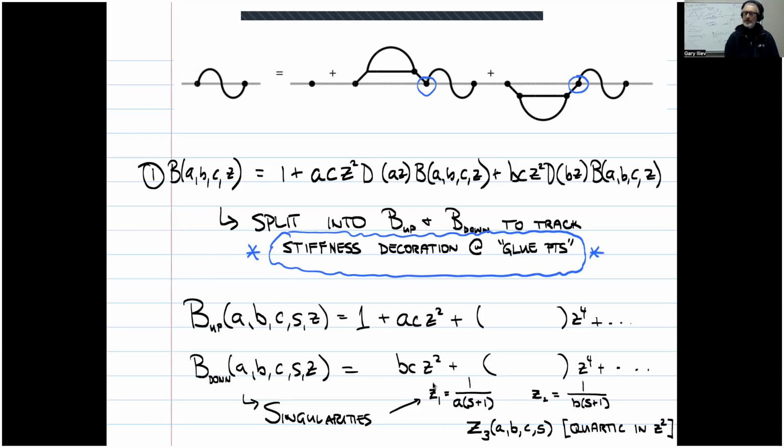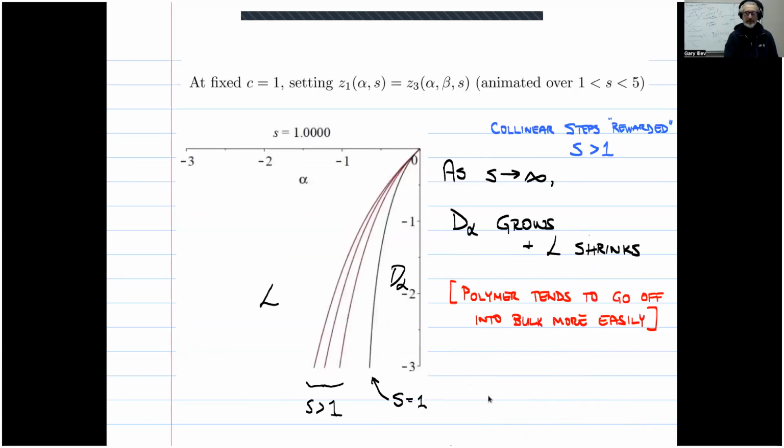Okay. The other simplification I'll take here is that I'm just going to set C equal to 1. Remember, C being my interface parameter. And we already saw that what happens when you change C is that this entire phase diagram just slides up and down along the alpha equals beta line. So, all right, fixing C equal to 1, I'm going to set Z1 equal to Z3. And here I've just animated this over a range of S values.